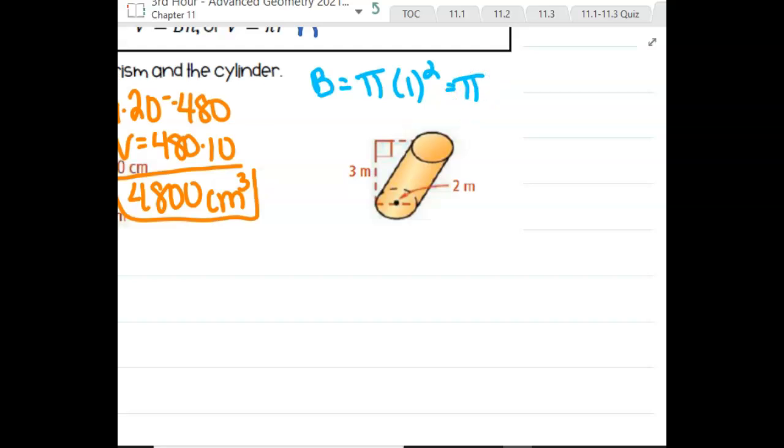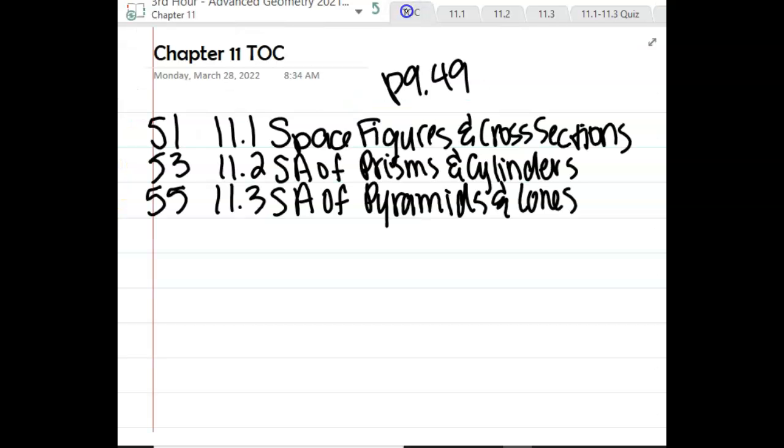1 pi, pi. So to find the volume, we would take the area of that base, which is pi, times the height. And it doesn't matter that it's an oblique cylinder. I just want to know how tall it is. So from this plane to this plane, how tall is the cylinder? 3. So the volume would be 3 pi meters. That's volume.